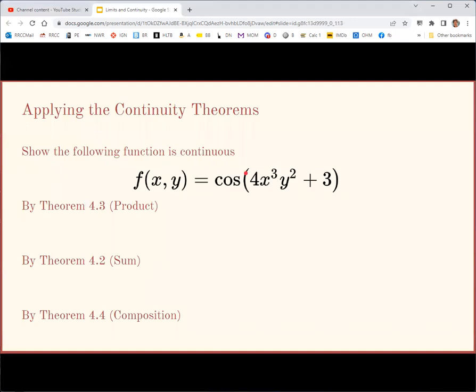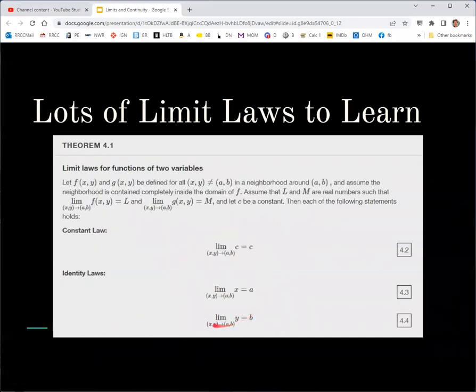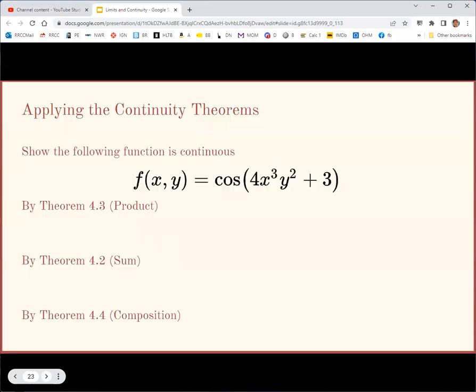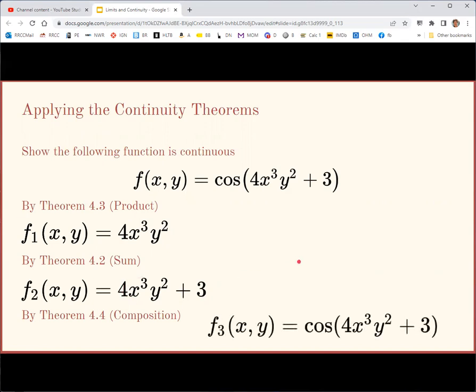Now, the way you could use those is to take a more complicated function and show that it's continuous from simpler functions. So consider this function of two variables, cosine of 4x cubed y squared plus 3. Since we know that the identities for x and y, and then the number 4 are all continuous from these properties of limits, then using theorem 4.3 about the product, you could multiply 4, 3 x's, and 2 y's, and it's still a continuous function. You can also add on a 3 because the 3 is continuous and the 4x cubed y squared is. And then cosine is continuous and so is this. So their composition is going to be continuous. So just look at all the components in the function. And if all those operations seem continuous, then you should be okay.